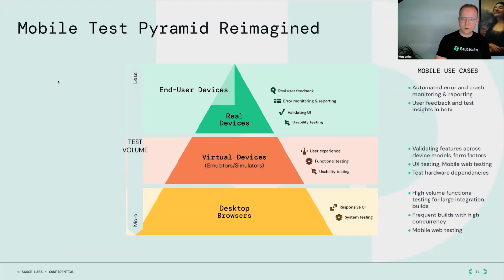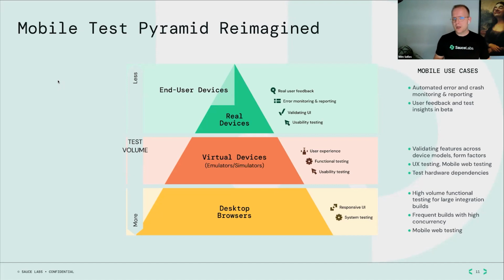Like for example, validating the UI. A real device is a really good place to validate how your UI looks and feels, because I've never seen an end user use a virtual device to run your application. No, they use a real application on a real device.